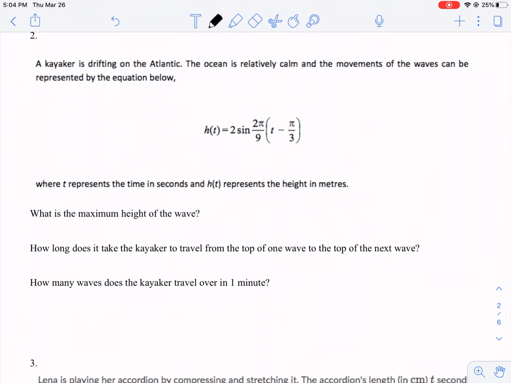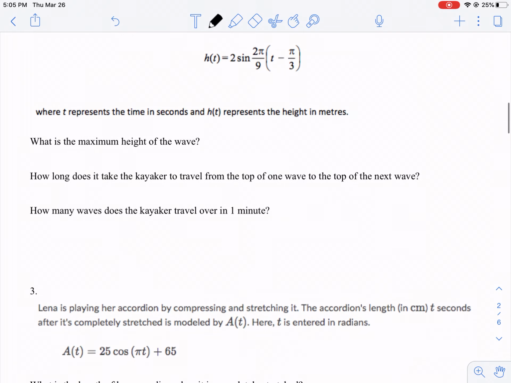Number 2, a kayaker is drifting in the Atlantic. The ocean is relatively calm. The movements of the waves can be represented by the equation below, where t represents the time in seconds, h of t represents the height in meters. What is the maximum height of the wave?